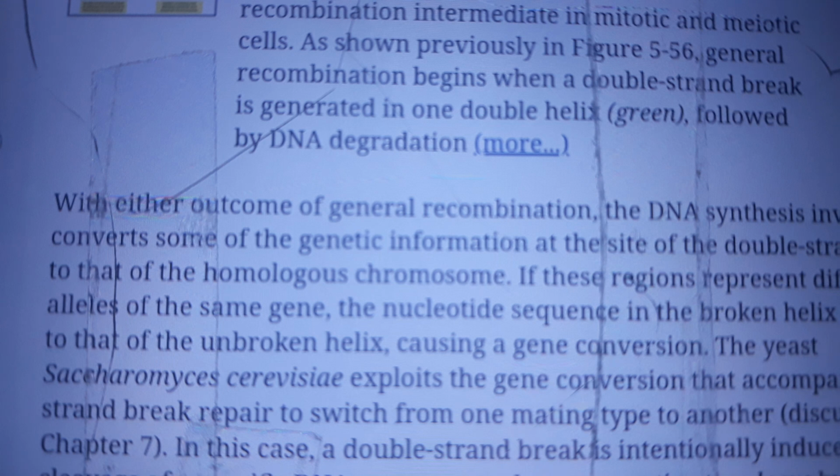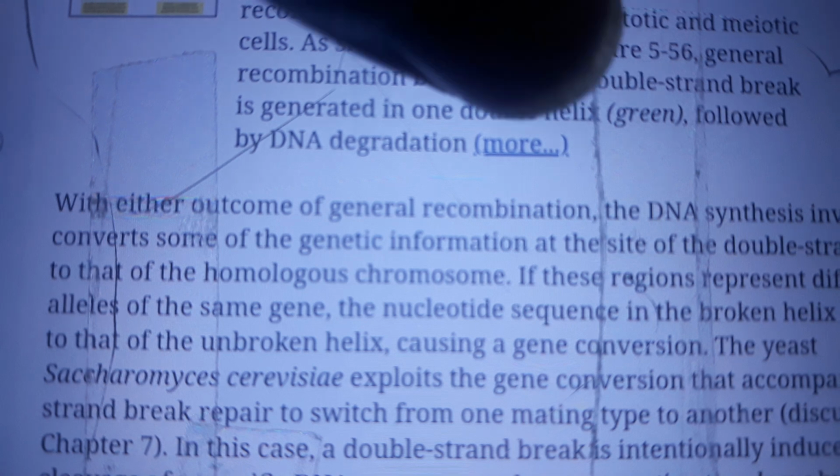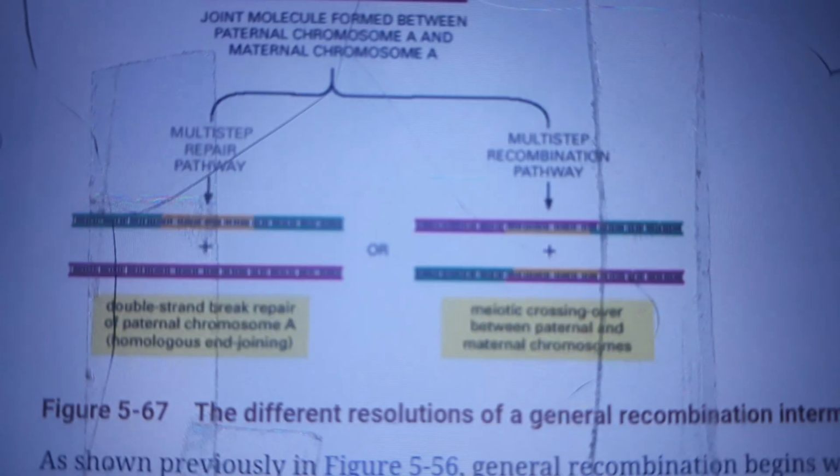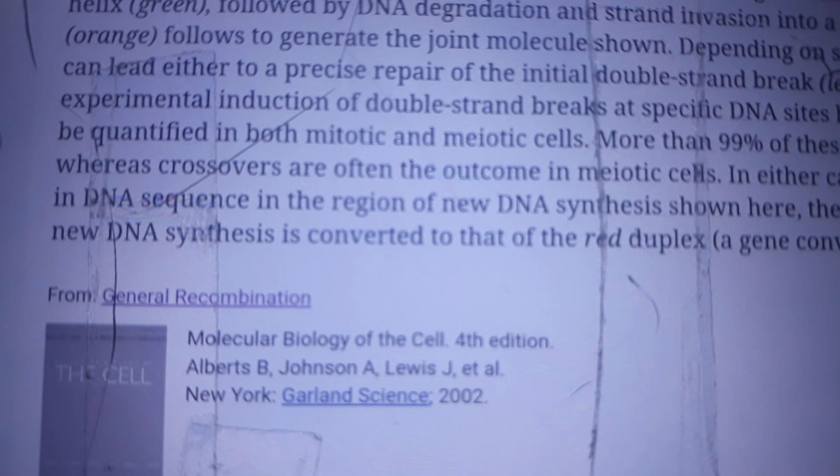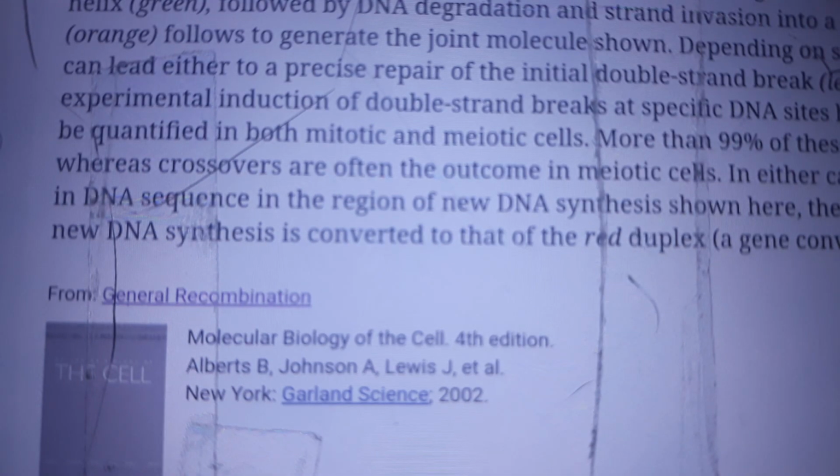As shown previously in figure 5-56, general recombination begins when a double-strand break is generated in one double helix, green, followed by DNA degradation. And the strand invasion into a homologous DNA duplex, red color. New DNA synthesis, orange, follows to generate the joint molecule shown. And depending on subsequent events, resolution of the joint molecule can lead either to a precise repair of the initial double-strand break, left, or a chromosome crossing over, right.